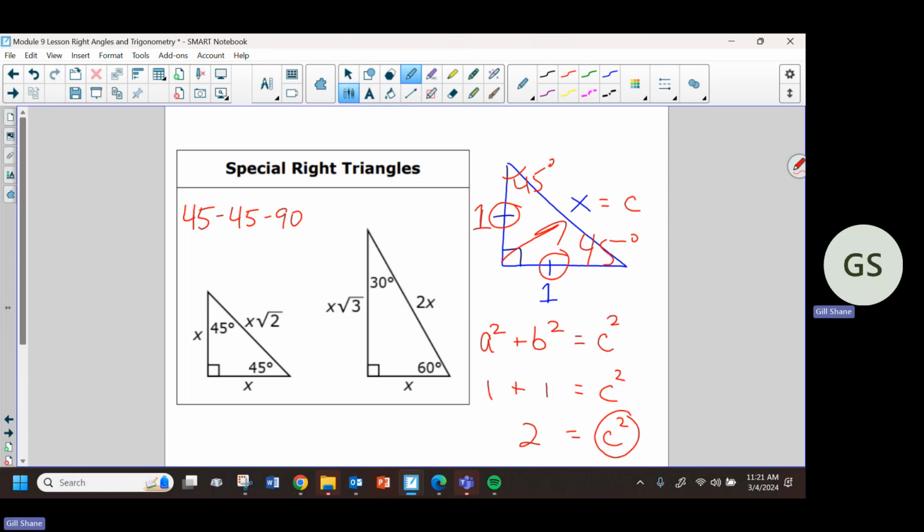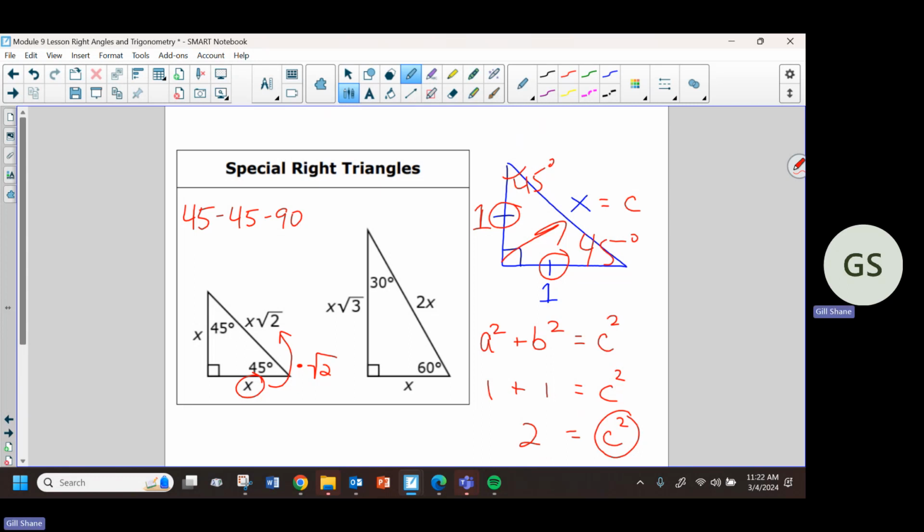In a 45, 45, 90 triangle, if we take one of the legs, which will always be the same number in an isosceles right triangle, and multiply that times the square root of 2, it will give us the hypotenuse. That is a much faster, easier way than going through a squared, b squared, c squared every time. That's just a relationship between the sides when it's a 45, 45, 90 triangle. It's why it's called a special right triangle.